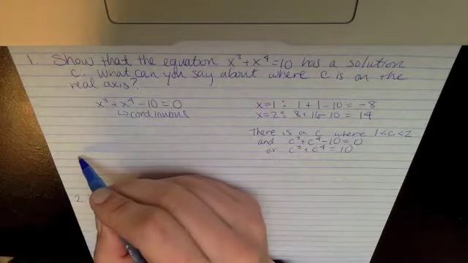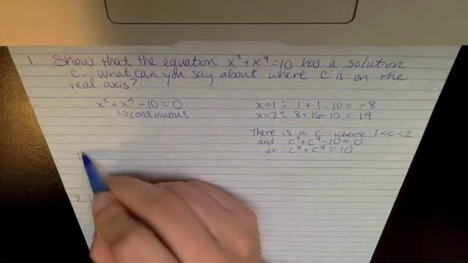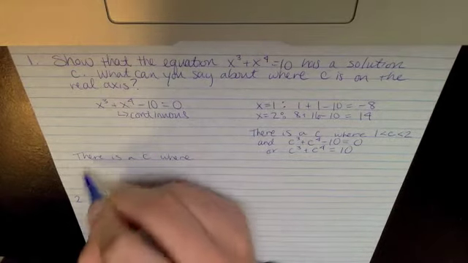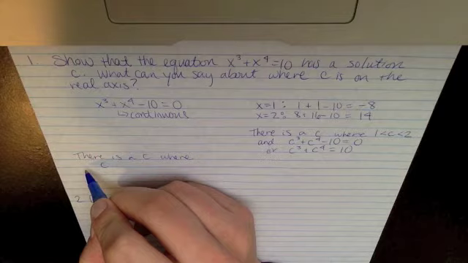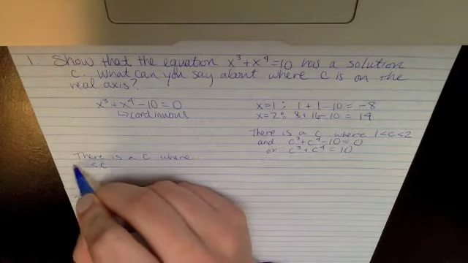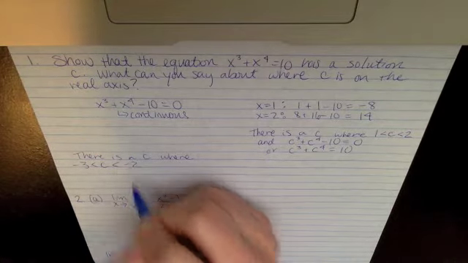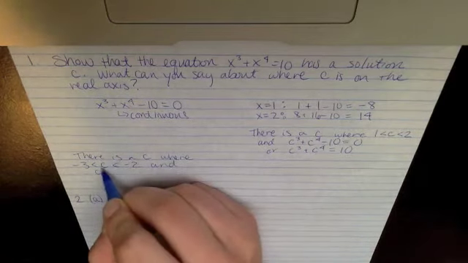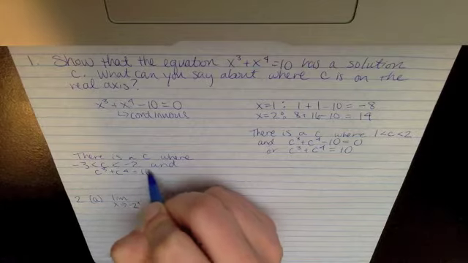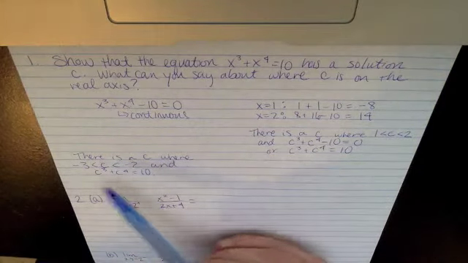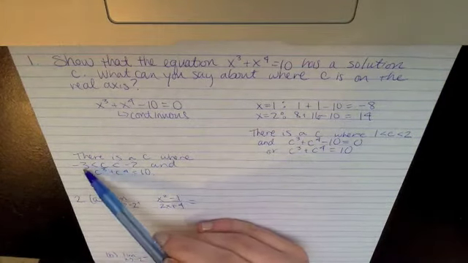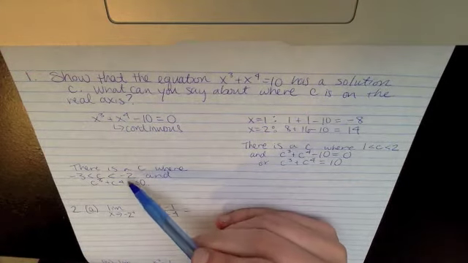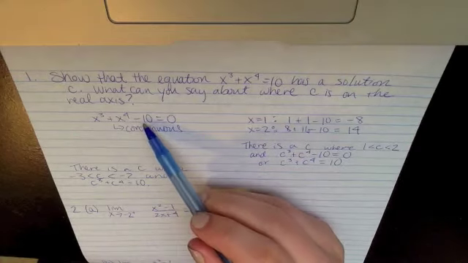Another possible solution is there is a c where c is bigger than negative 3 but less than negative 2, and c cubed plus c to the fourth is equal to 10. Now you can go ahead and check those values. Notice when we put in negative 3, we're going to get a value that's bigger than 0, and when we put in negative 2, we get a value that's smaller than 0.